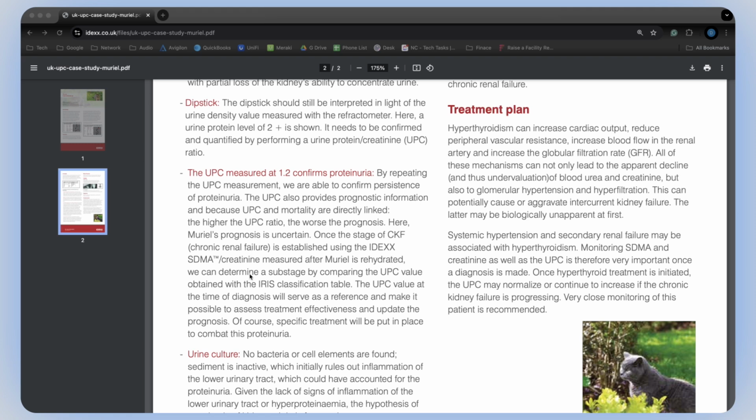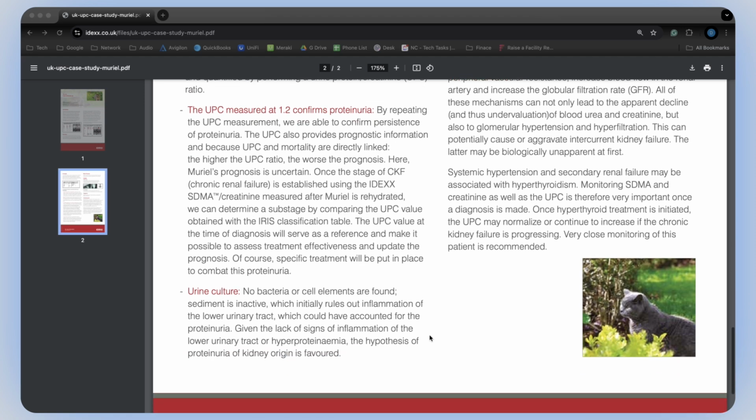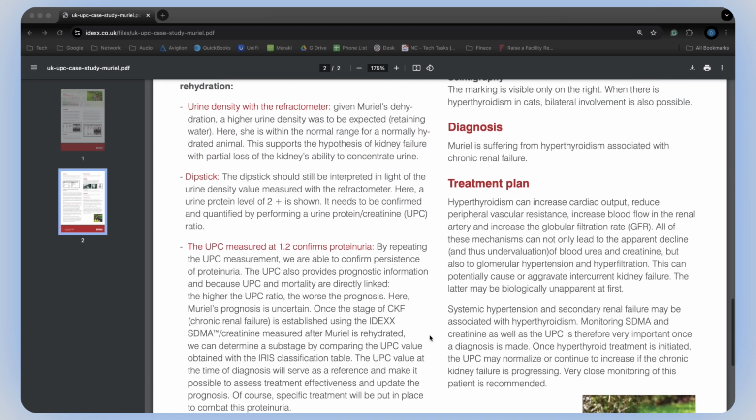Now again, this brings up the IRIS table and staging, which we'll do more of together. It's just easier to follow when we can look at it together. But it's like, oh, where do we go from here? Well, I'm not too sure.